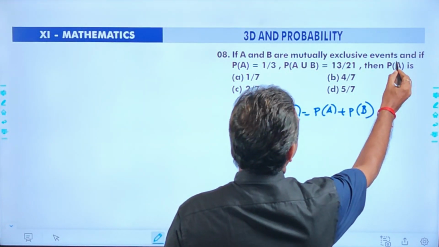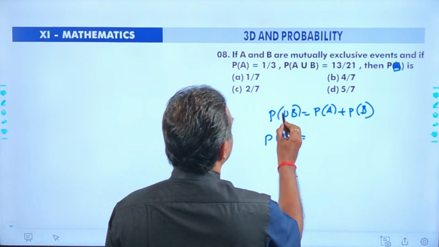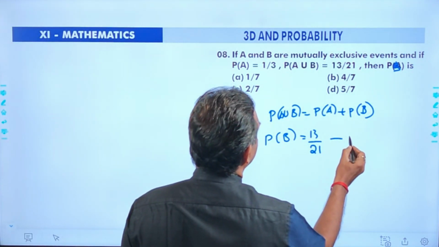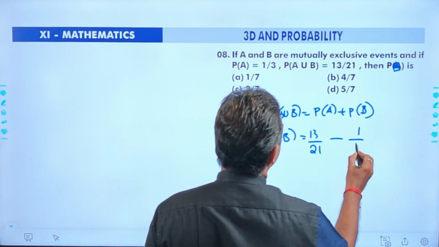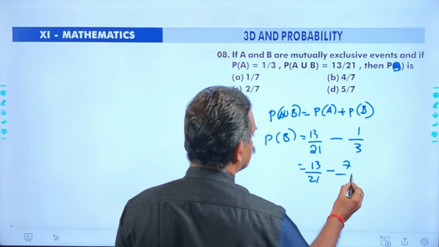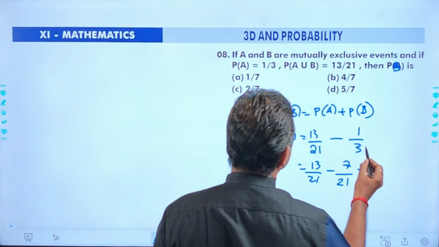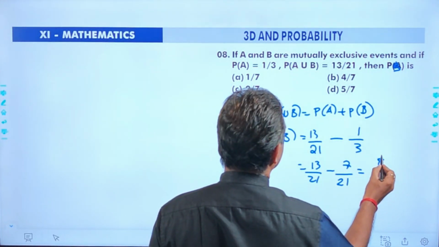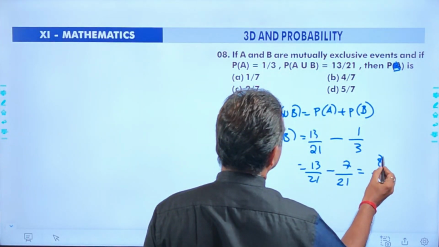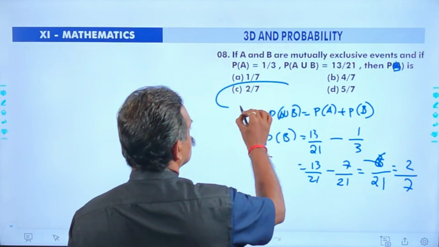Now P of B will be P of A union B minus P of A. P of A union B is 13 by 21 minus P of A, which is 1 by 3, equal to 13 by 21 minus 7 by 21, which is 6 by 21, which will be equal to 2 by 7, which is given by choice C.